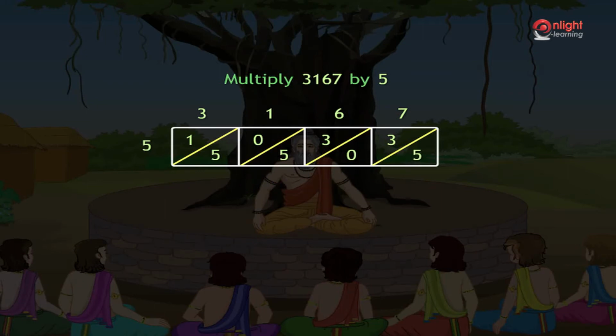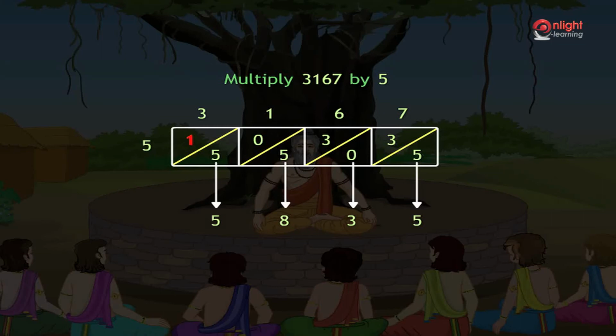Now we have to add the numbers along the diagonals from right side of the lattice. So the first number along the diagonal is 5. Now the numbers along the next diagonal is 3 and 0. Adding them we get 3. Now the numbers along the next diagonal is 3 and 5. Adding them we get 8. Now the numbers along the next diagonal is 0 and 5. Adding them we get 5.